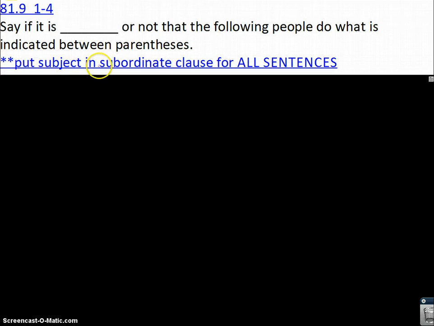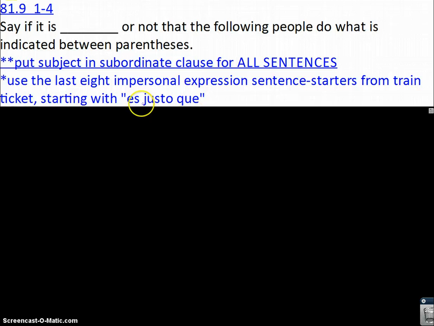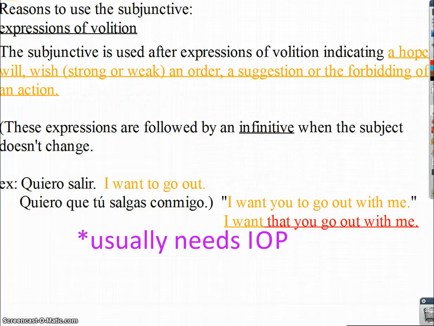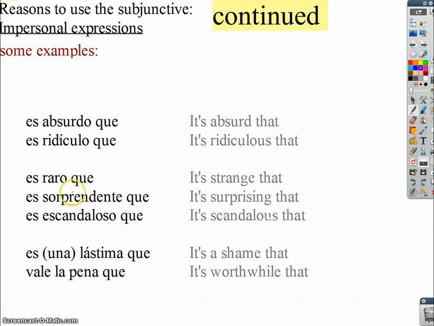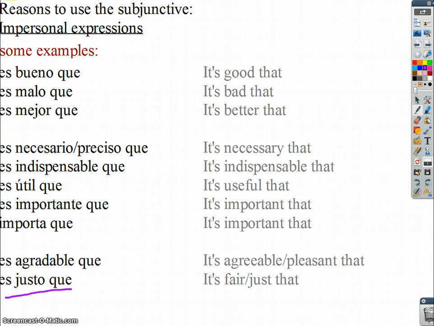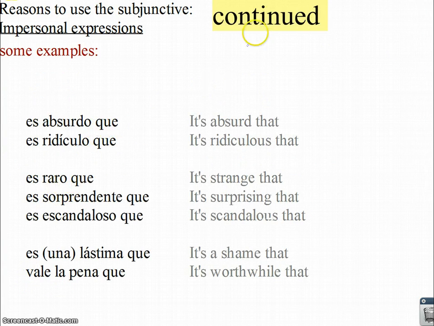I want you to put the subject in the subordinate clause for all sentences. The subordinate clause starts with que, so I want the subject after that. And I want you to use the last 8 impersonal expressions, sentence starters from our train ticket, starting with es justo que. So if I go to my subjunctive notes, and here are my impersonal expressions, I need the last 8. 1, 2, 3, 4, 5, 6, 7. There's only 7 here. So I'm going to start here with es justo que. It's going to be my first one, and my second, third, fourth, and so on and so forth. Alright, so back to the assignment.